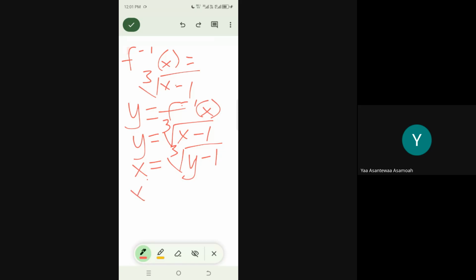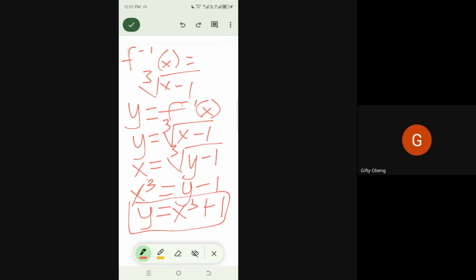So it becomes x cubed is equal to y minus 1. To make y the subject, you have y is equal to, you are moving the 1 to the left hand side, so x cubed plus 1. Is this particular equation familiar? Yes, that's the initial one we used to find the f inverse. The initial one we did.